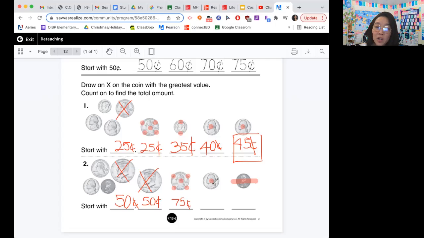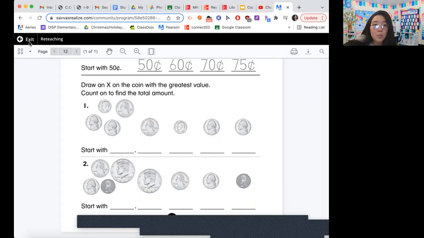I know I need 1 dot for a nickel, so that would be 80 cents. And then our penny is only worth 1 cent. So instead of saying 85, you would say 81, which brings our total to 81 cents. Now, if you need more time, pause the video. I am going to move on to our practice.